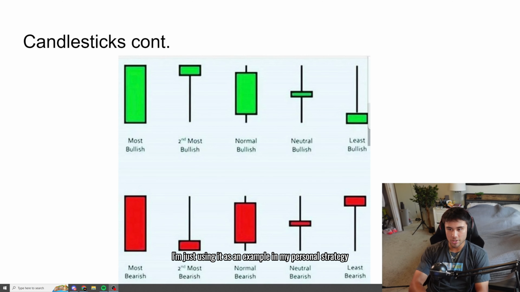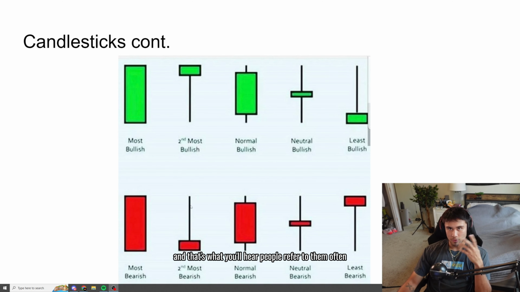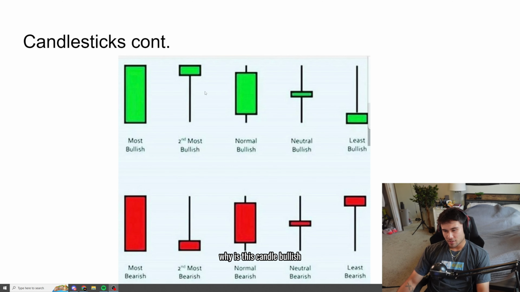Now, in my personal strategy, I'm always looking at the wicks. The reason I love my strategy is that on my chart, I literally have 0 indicators. My chart is literally blank except for the candles, and I just read the candlestick. Second most bullish candle is going to be this, and second most bearish candle is going to be this. It kind of looks like a hammer or an inverse hammer, and that's what you'll hear people refer to them as often. Why is this candle bullish?